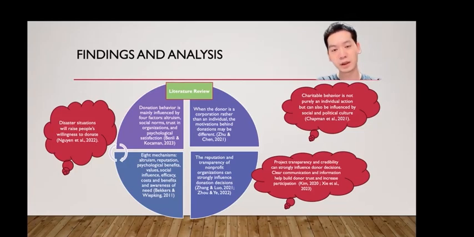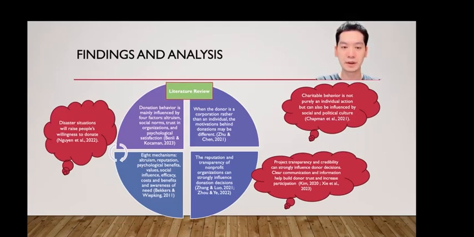For the third one, Zhu and Chen show that when the donor is a corporation rather than an individual, the motivations behind the donation may be different. This suggests that companies may donate not only to help society, but also to improve their reputation or strengthen their corporate social responsibility.